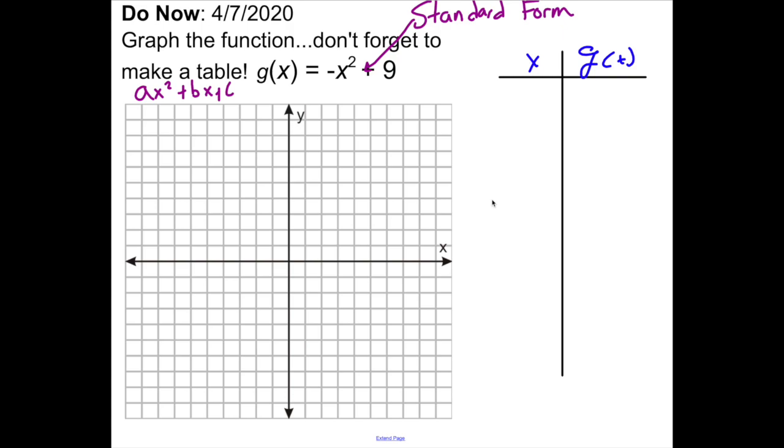Okay, and so what I want you to do is this. I want you to graph the function given here. This is very similar to what we did yesterday. Okay, we're in standard form now. And so what we're going to do is this function is g of x equals negative x squared plus 9. So if you need to go back and maybe take a look at yesterday's do now or anything in standard form, please feel free to do that. Otherwise, what I need you to do is pause the video, make a graph in a table, and then when you're ready, unpause, and you can see if you were right.